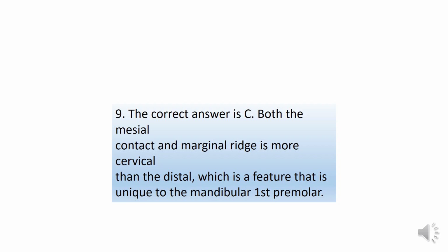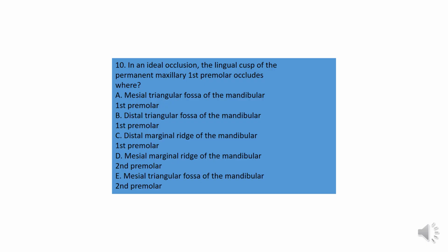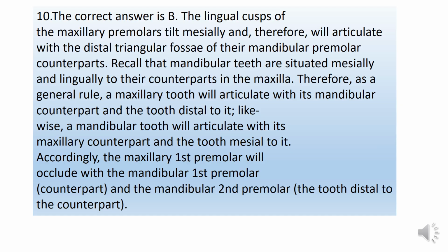Both the mesial and distal marginal ridges, where the mesial is more cervical than the distal, is a unique feature of the mandibular first premolar. Distal triangular fossa of mandibular first premolar. So the correct answer is B. Tilt mesially and therefore will articulate with the distal triangular fossa of the mandibular premolar counterpart.